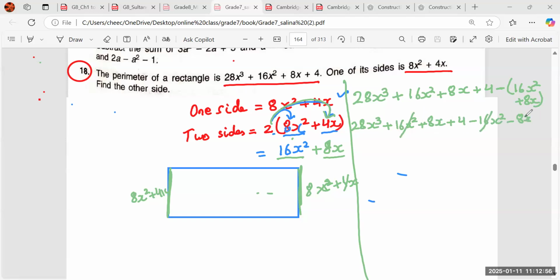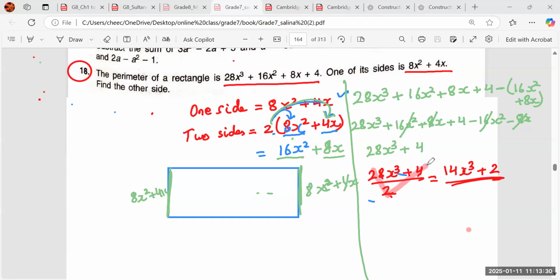16x square will get cancelled. 8x will get cancelled. I will get 28x cube plus 4. Now I have to divide this by 2. We have not done division; that is the concept in the next exercise. When I divide this by 2, everything will be divided by 2. I will get 14x cube plus 2. This also will be divided by 2 and this also will be divided by 2.